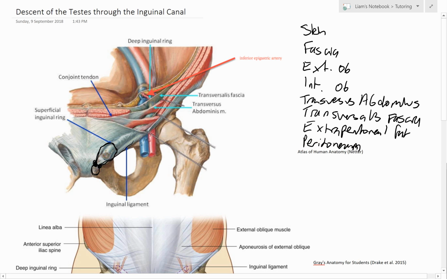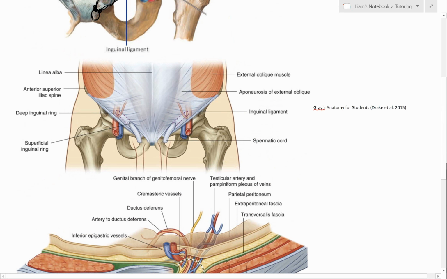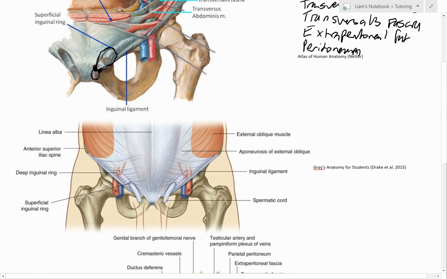Sorry, these are just the references, by the way. If you're liking these pictures and you want to know where I'm getting them from, this one here is from Netter, and these two down here are both from Gray's Anatomy for Students, by Drake.